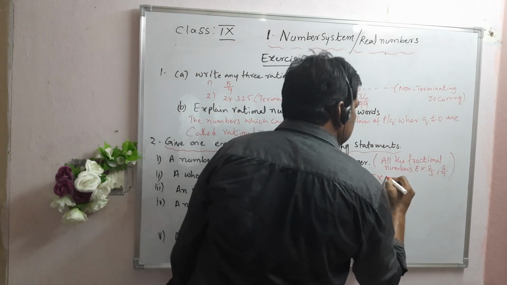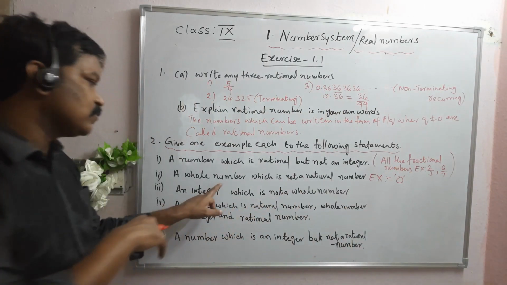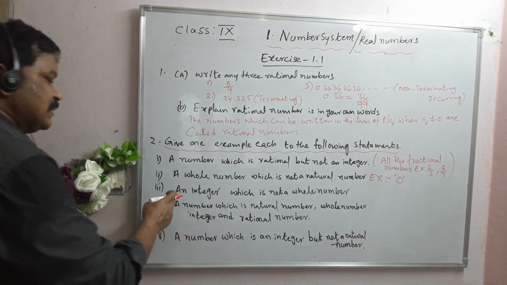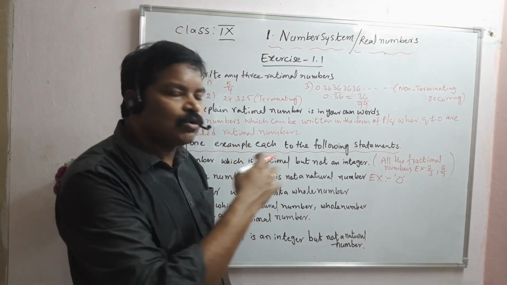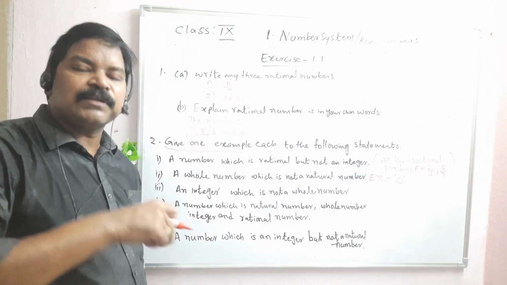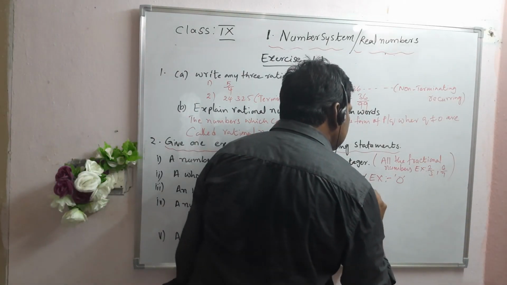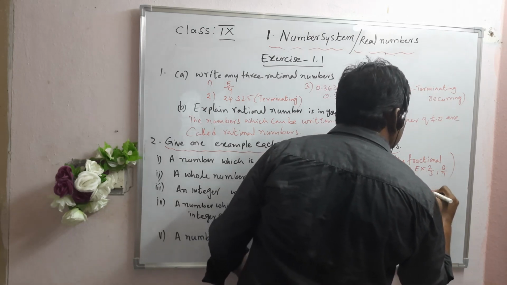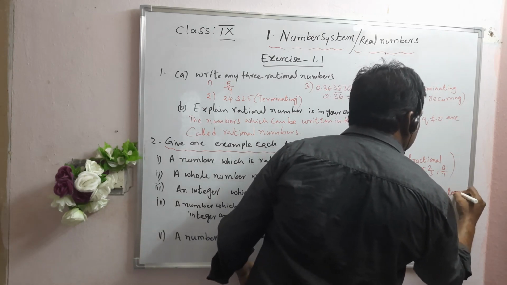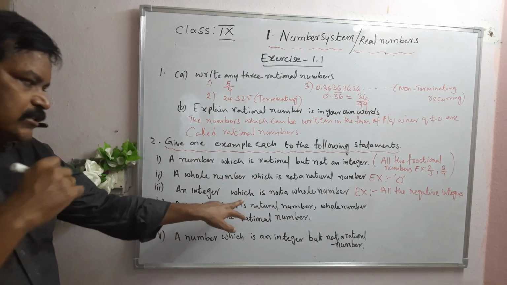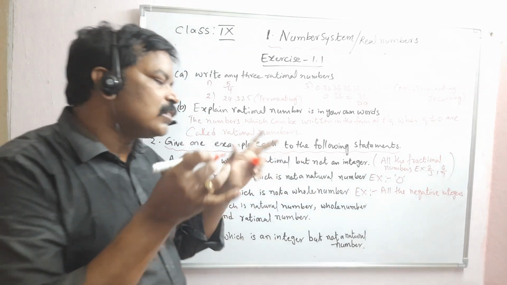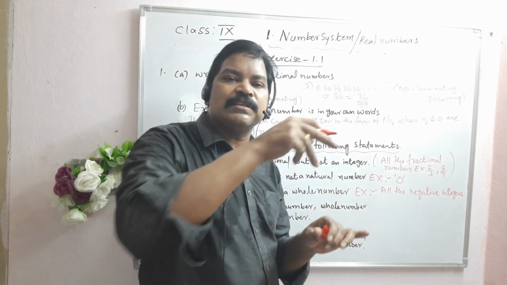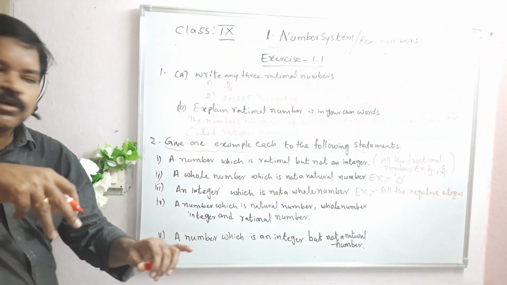Yes, 0. So here 0 is in whole numbers, but we cannot find it in natural numbers. Next, an integer which is not a whole number. That means all the negative integers. An integer which is not a whole number. All the negative numbers are not present in the whole numbers. Only the positive integers are present in the whole numbers, along with 0.